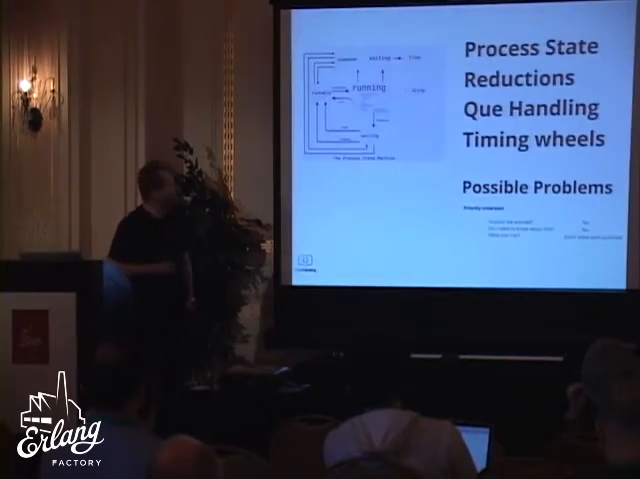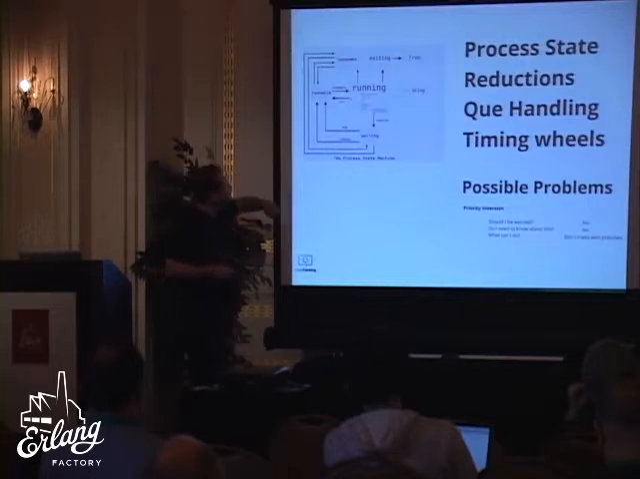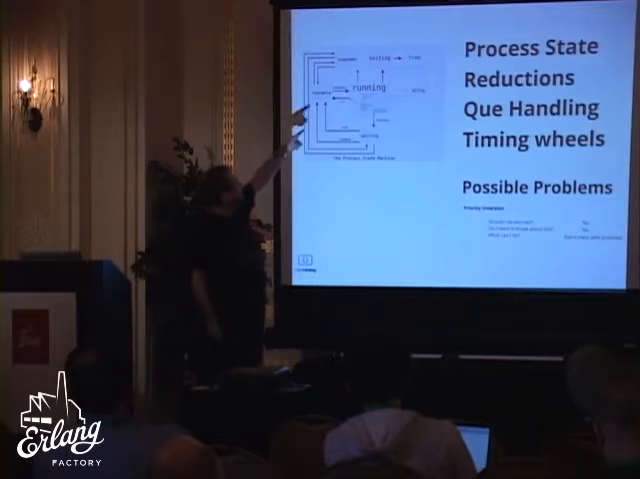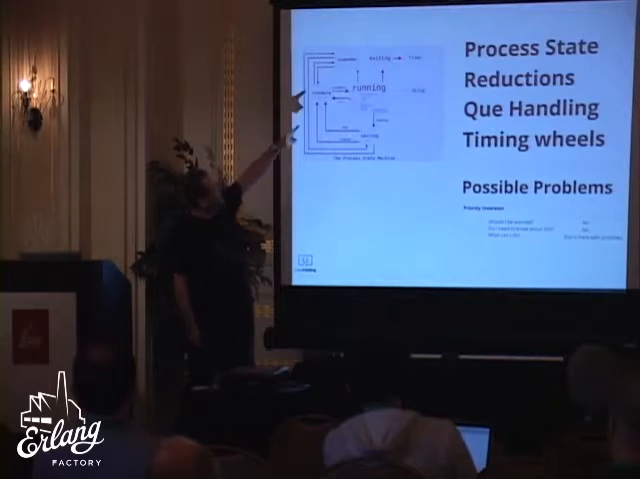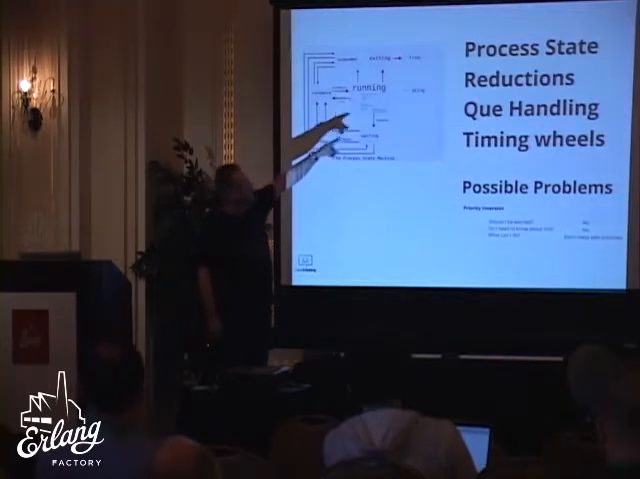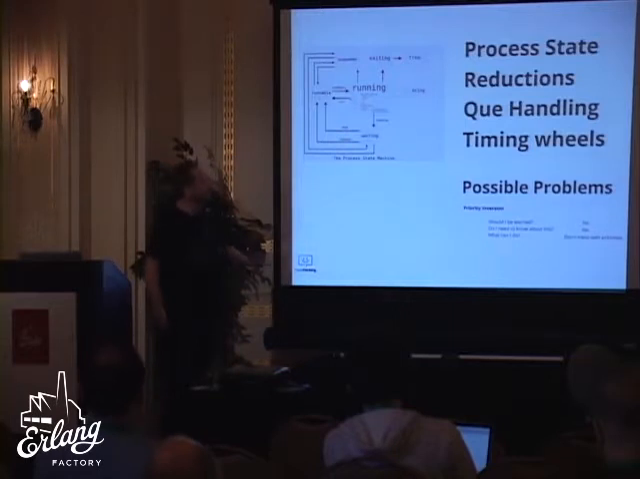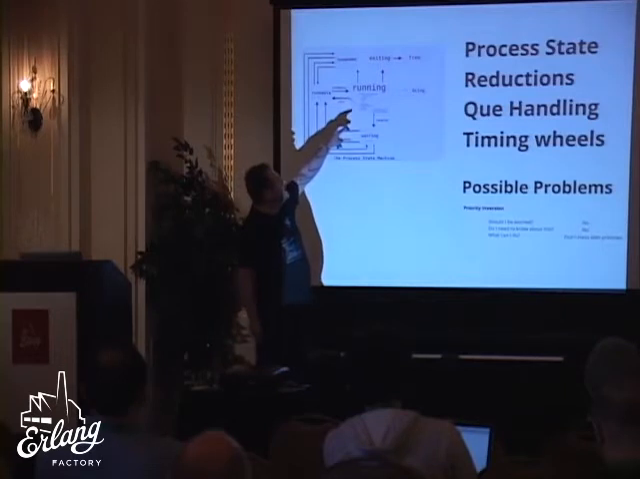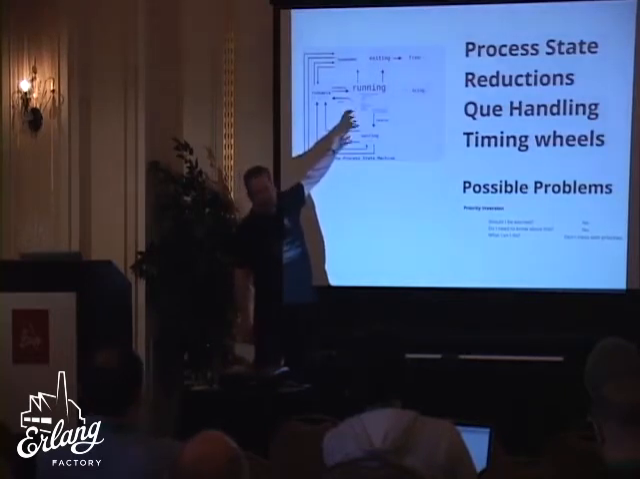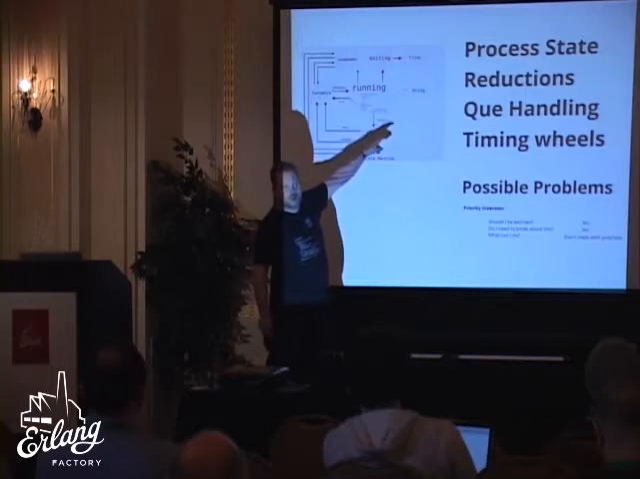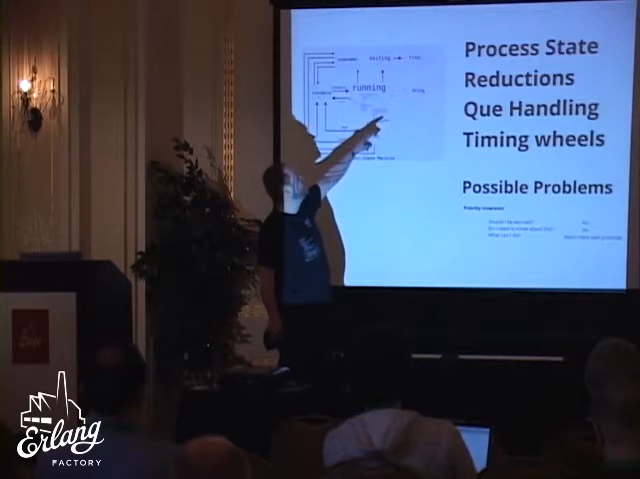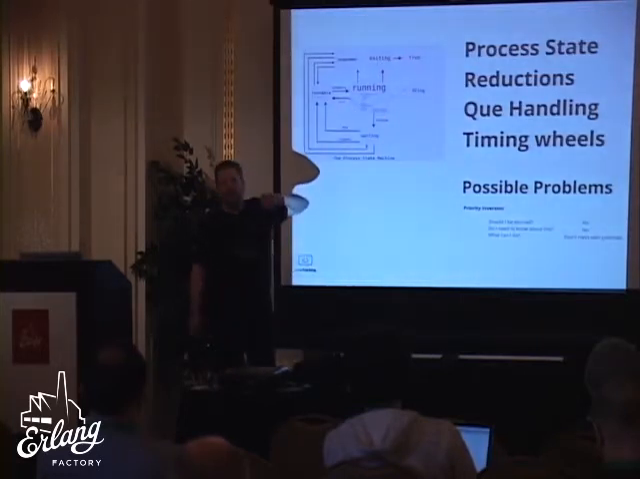So this is the process state machine. A process can be running, it can be waiting, runnable, suspended, exiting, free, or garbage collecting. So when a scheduler is running a process, it's obviously running. Also, when a process is doing garbage collection, this is done in the same process. It's in the same scheduler. It goes into the garbage collecting state, does garbage collection, comes back and keeps on running.